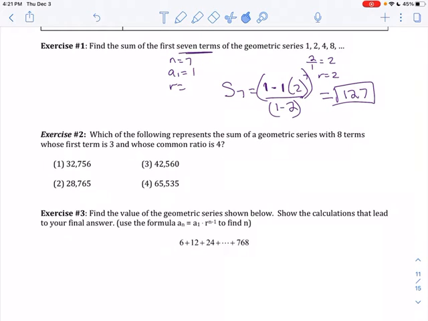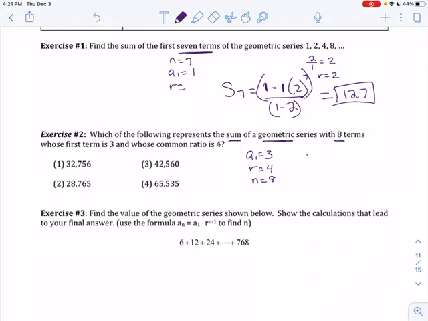All right, looking at number 2. Which of the following represents the sum? So again, I've got a sum. I've got a geometric series, 8 terms, so I know that n is 8, whose first term is 3, and whose common ratio is 4. So my first term is 3, my common ratio is 4, and n is 8.